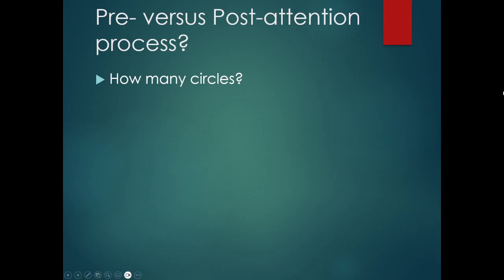All right, so let's give an example of pre versus post-attention, and let's see how many circles are on this array. I'll bet you were able to very quickly, probably before I could even finish the sentence, before the period was completed, you were able to say 3. How about now? All right, that second one was probably harder. So 3 happens automatically.